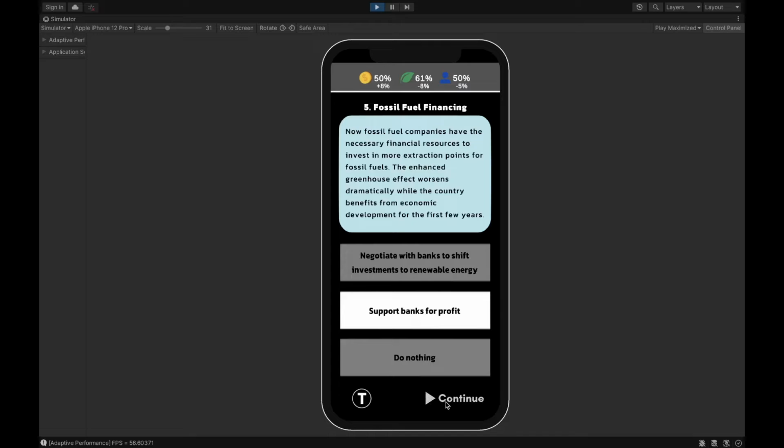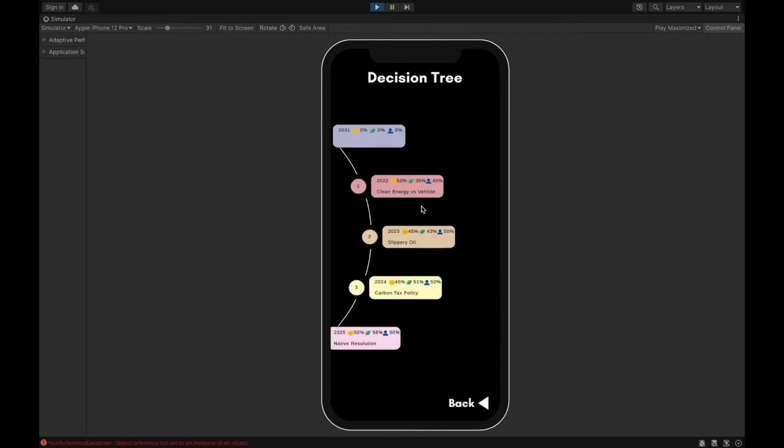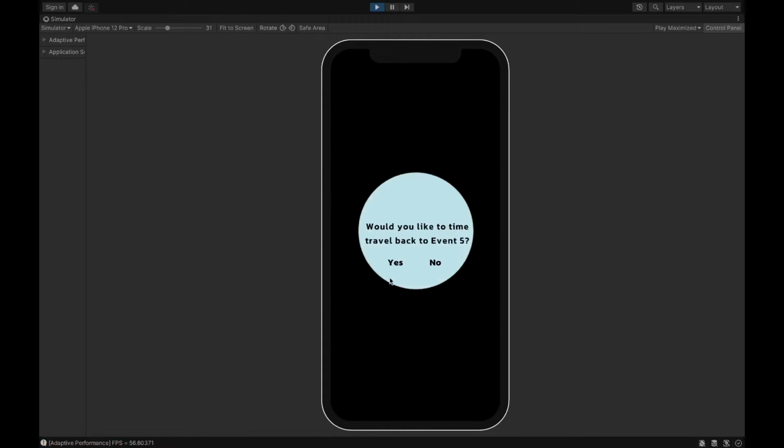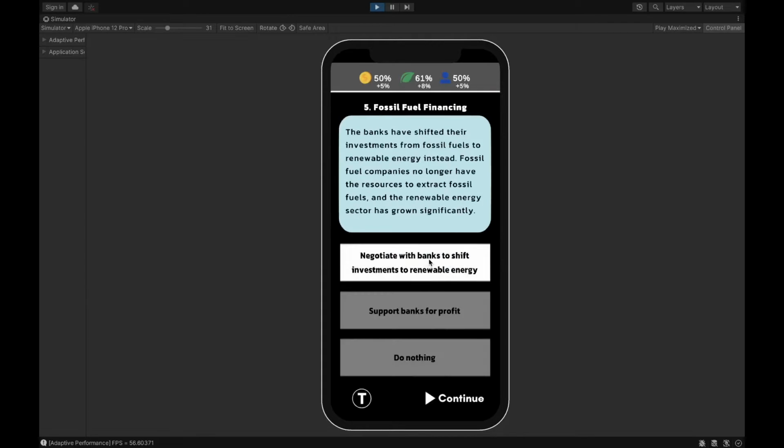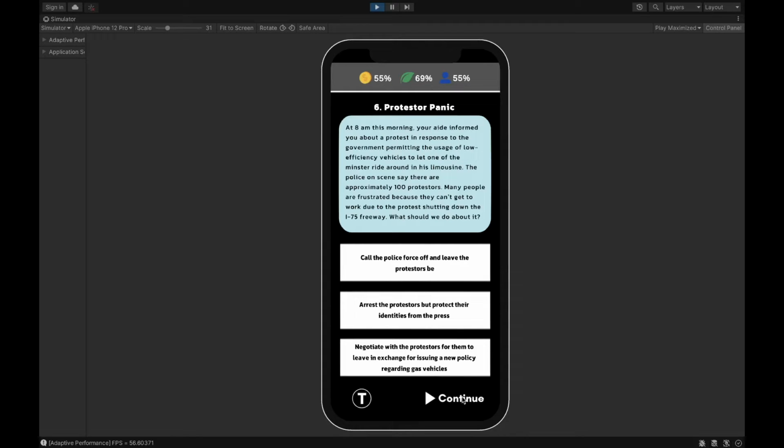through that decision. So if we continue, we can go ahead and go back and travel back to event 5, and so I'll go ahead and pick this option instead. Okay, that definitely looks a lot better, all positives across the board, so I'll go ahead and work with that. Next we have protester panic.